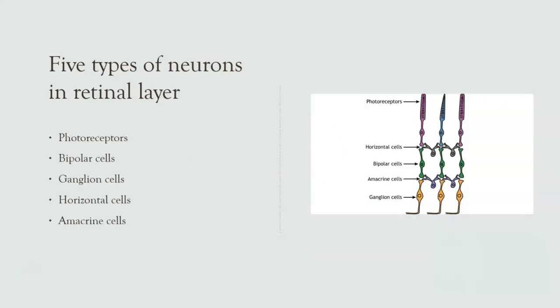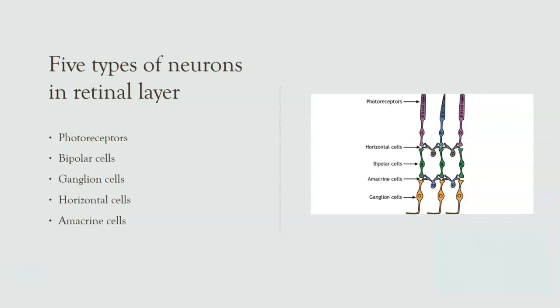All right, now I'm going to go more in depth in the 5 types of neurons in the retinal layer. So I'm going to start with the photoreceptors. So there's 2 different types. There are rods and cones. So rods are sensitive to light levels, which help us see in low lighting. Cones are responsible for high acuity vision and also our color vision.